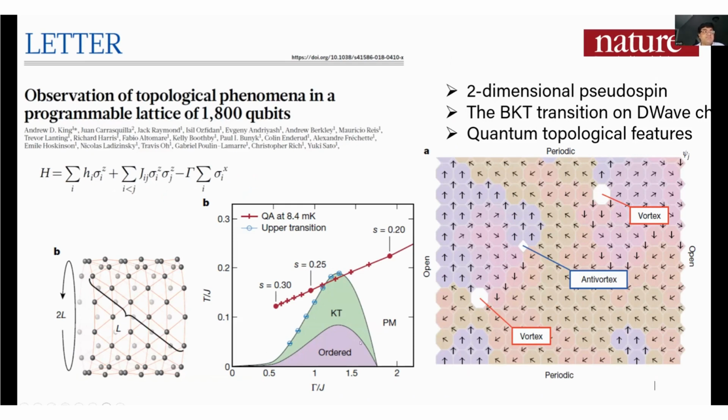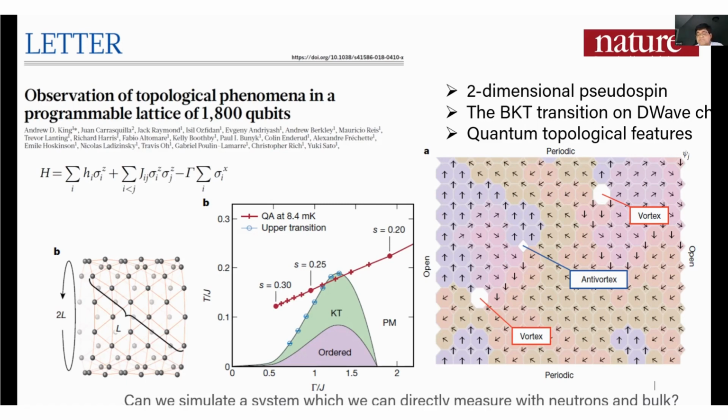So for those of you who are familiar with the Kosterlitz-Thouless transition, you basically have the spontaneous formation of these vortices and anti-vortices, which kind of move around. And they were able to observe that directly using... of my research goes to: can we simulate a system which we can directly measure with neutrons or in the bulk.